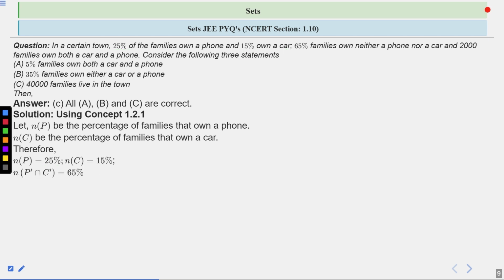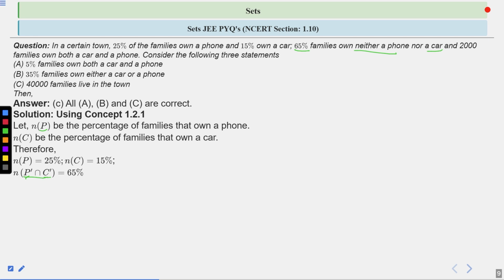Now, what does this 65 represent in terms of sets? Very simple. This represents neither a phone nor a car. So P is the notation for phone and C for car. Not P means P complement and not C means C complement, and the intersection gives me neither phone nor car. Is this clear?